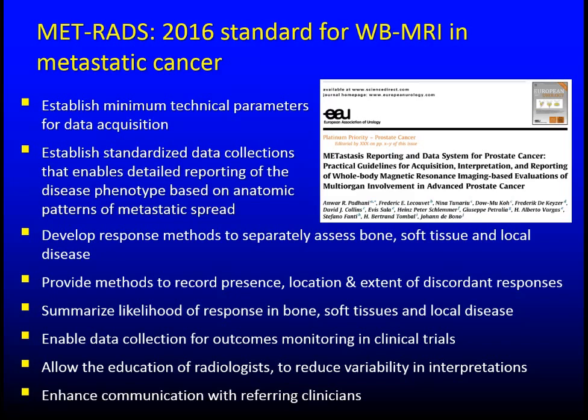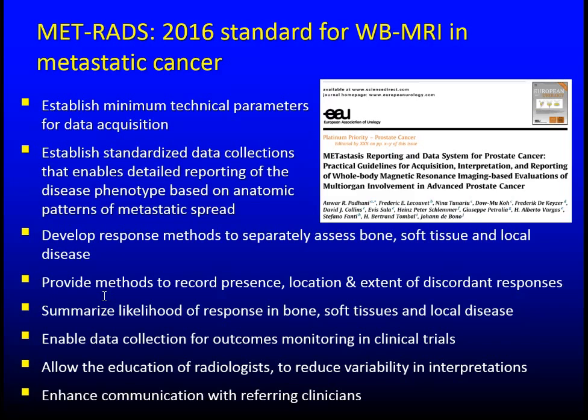Well, there was a Metroid system that was published in 2016 for the use of whole body MRI scans in metastatic cancer, specifically focused on advanced prostate cancer. But many of the principles on quality assurance, on data collection, on response assessment are in this document, and I'd highly recommend that you read it if you get a chance.